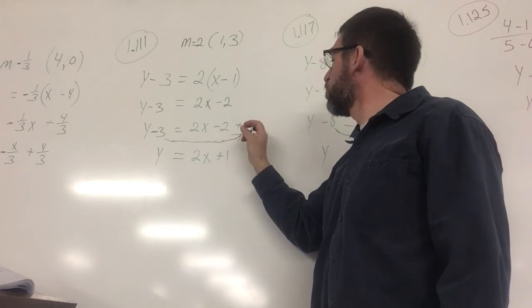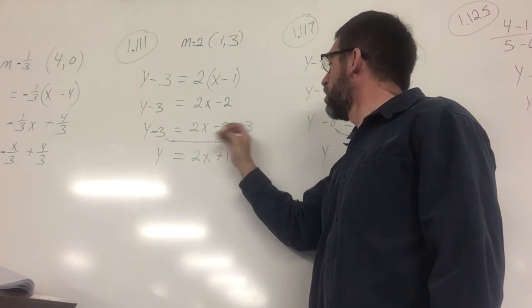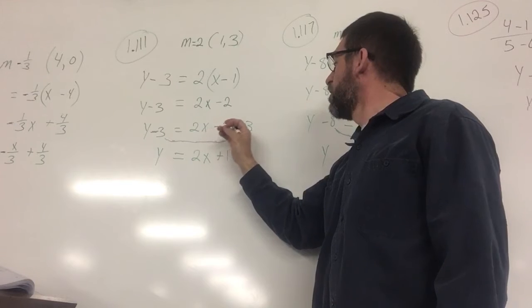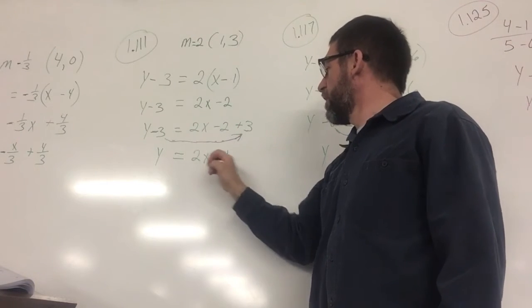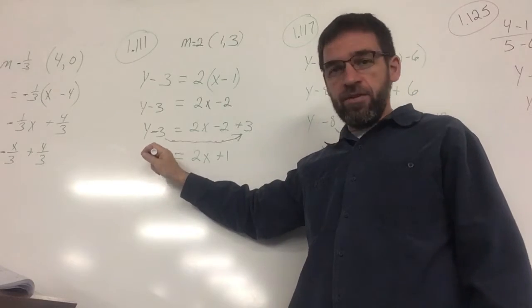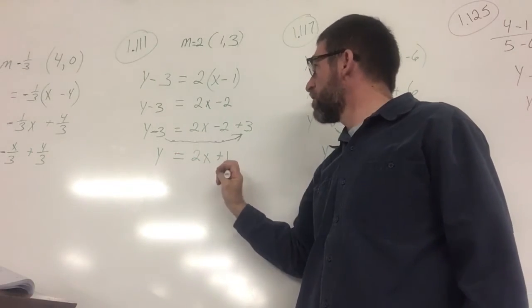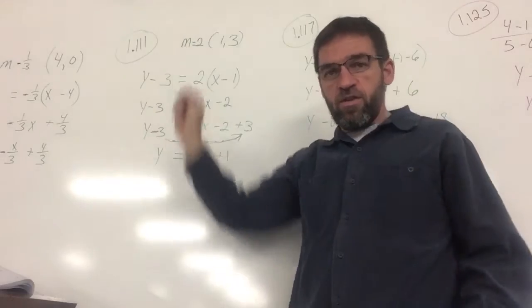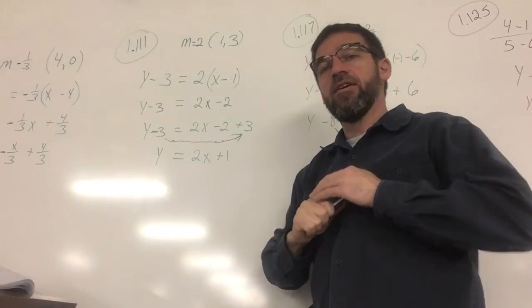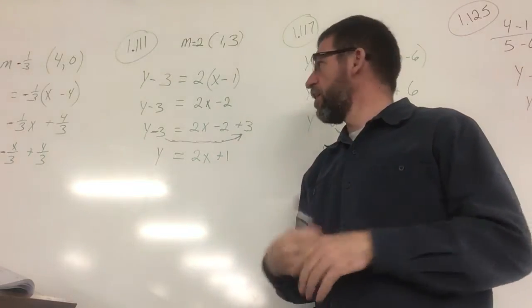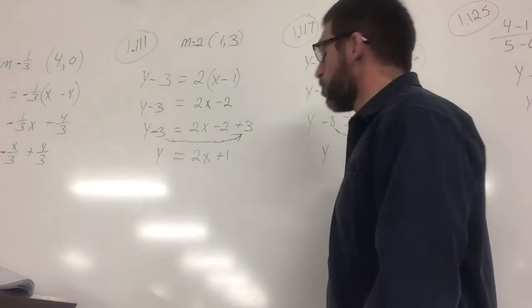If you combine negative 2 and positive 3, you subtract 2 from 3 and it makes you positive 1. So bring down your 2x, positive 1. So y equals 2x plus 1. These problems right here are the best to work out. They're the easiest, they're the funnest, everything works out perfectly. But not all your problems are that way.